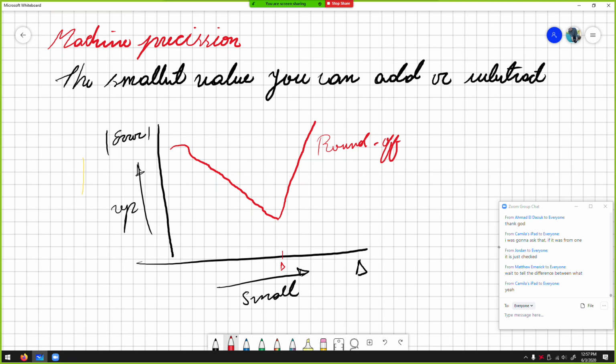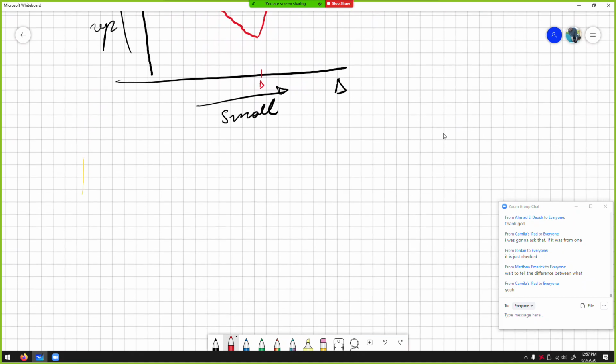Why did this happen? Why is that something that affected our code? Because of machine precision, of machine epsilon.